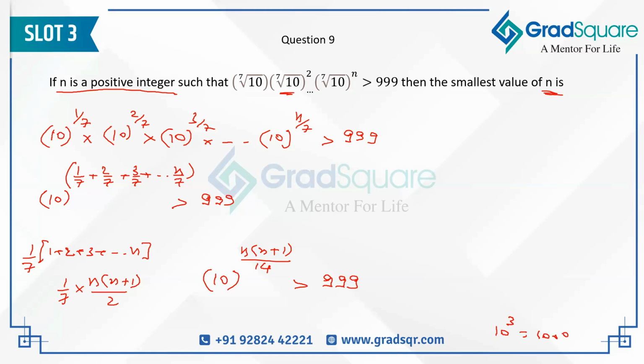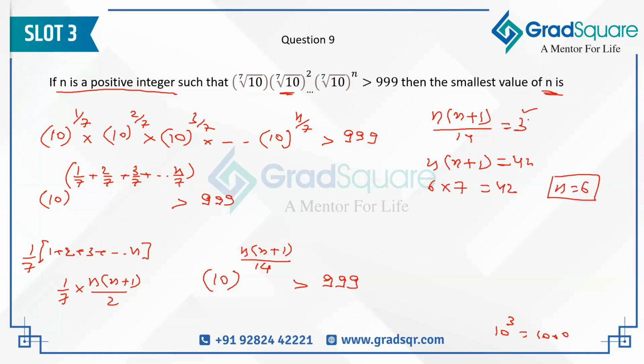Correct? So now, if you look at the value of n, for n into n plus 1 by 14 to be equal to 3, n into n plus 1 should turn out to be equal to 42. If you observe it very carefully and solve it further, you will realize that 6 into 7 is equal to 42. So n is turning out to be equal to 6 for my power to be equal to 3. But now we might want to say that it can be lower than 3 also for some value of n. Remember, n is an integer.